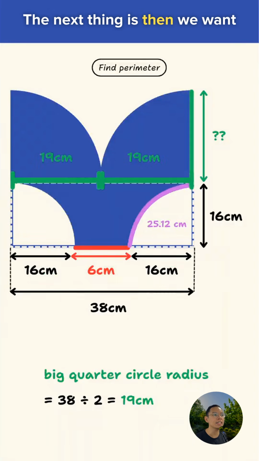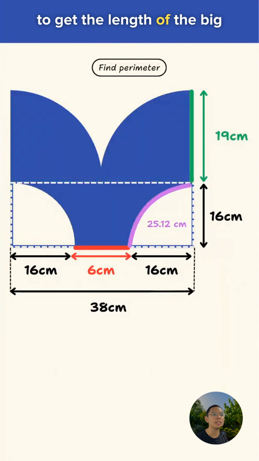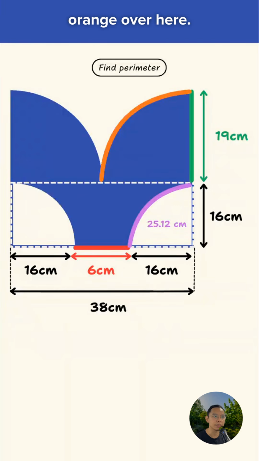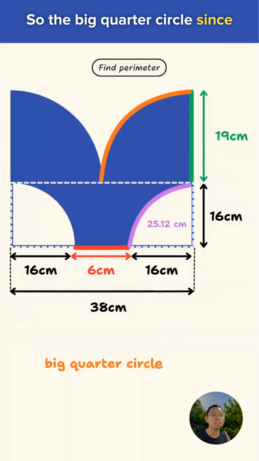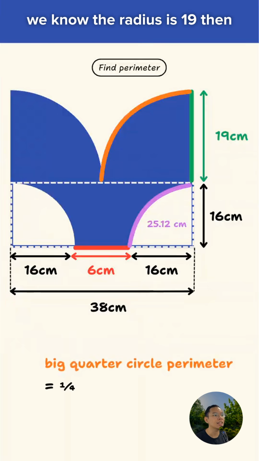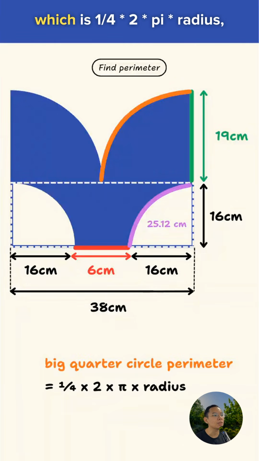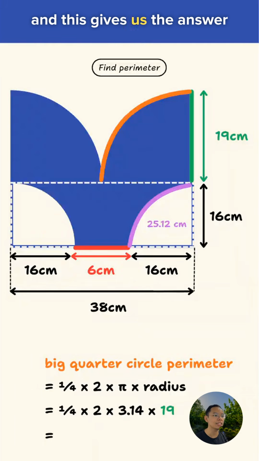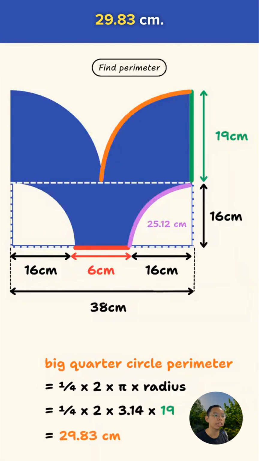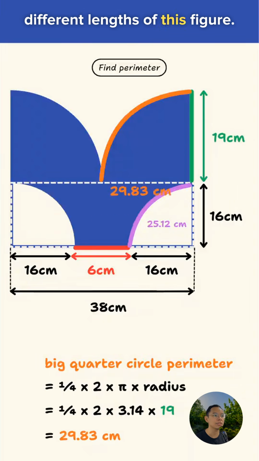The next thing is we want to get the length of the big quarter circle, which is in orange over here. Since we know the radius is 19, we will do the same thing, which is 1 quarter times 2 times pi times radius. And this gives us the answer 29.83 centimeters. So now we know all the different lengths of this figure.